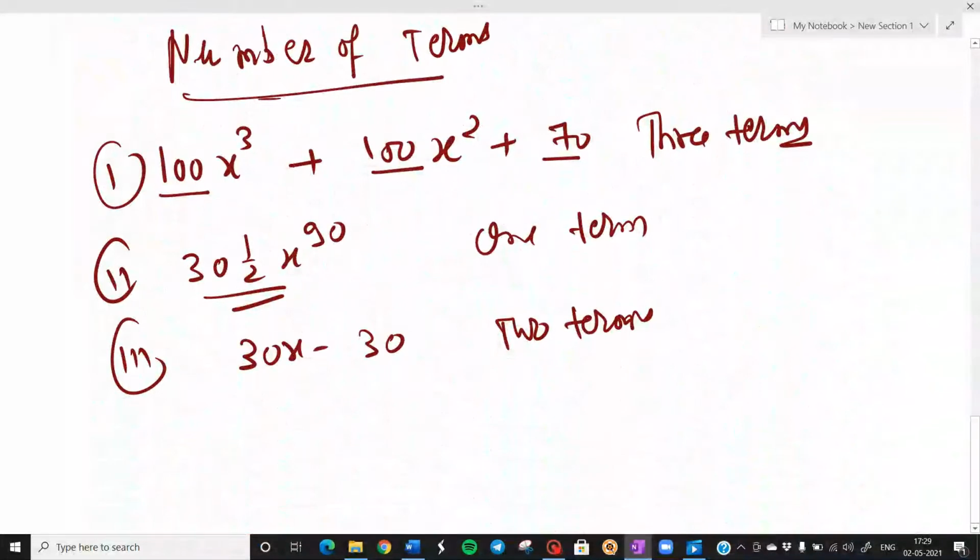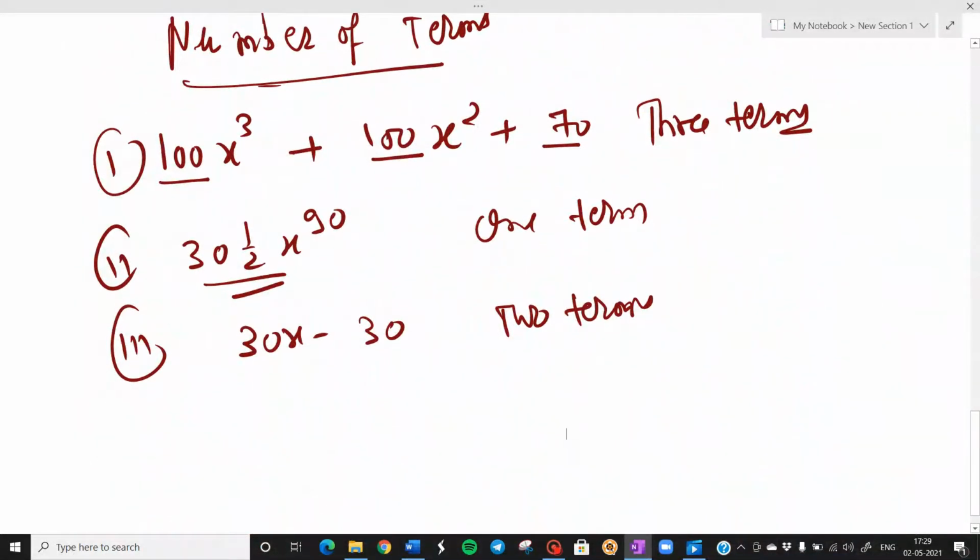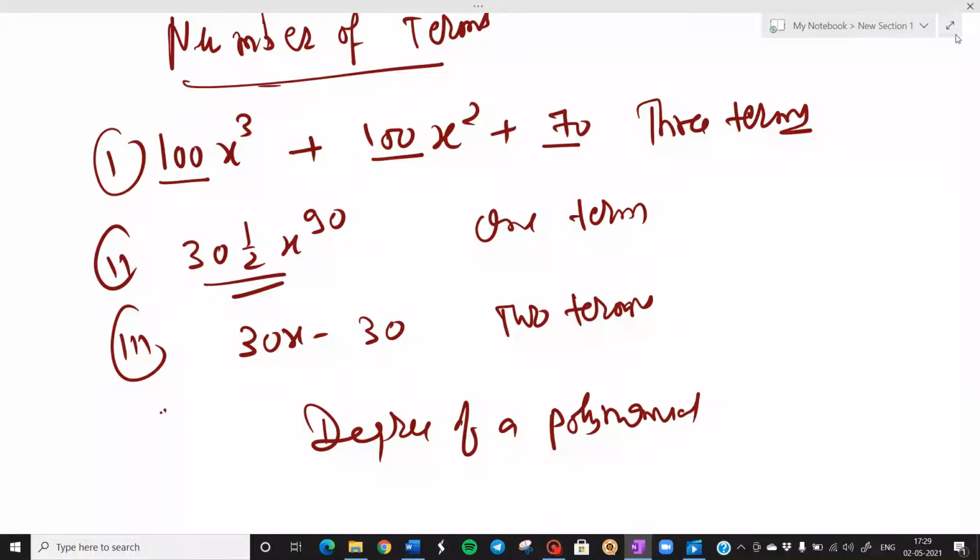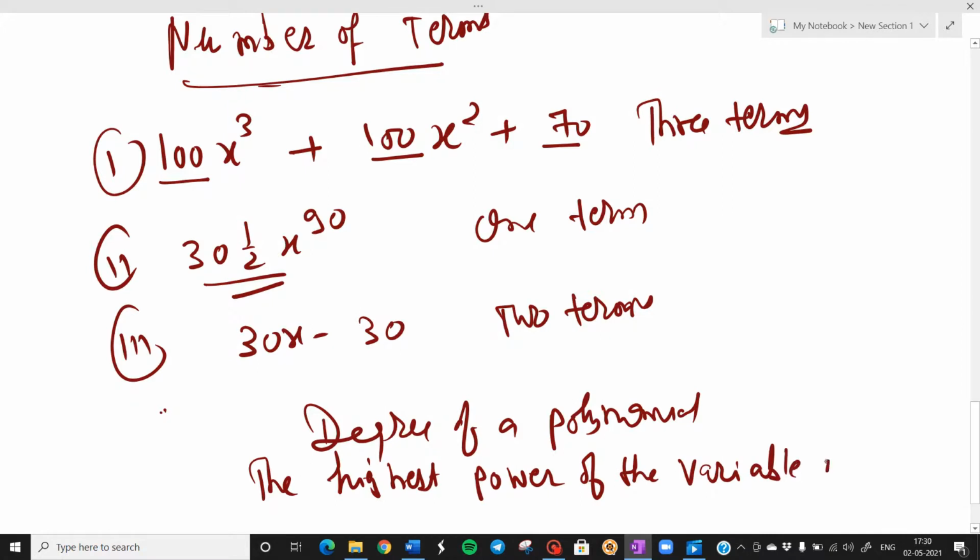Students, the degree of a polynomial is, we can say, the highest power of the variable in the given expression.